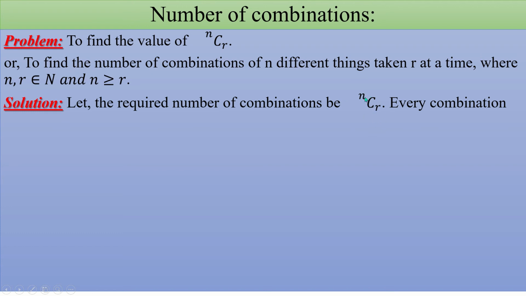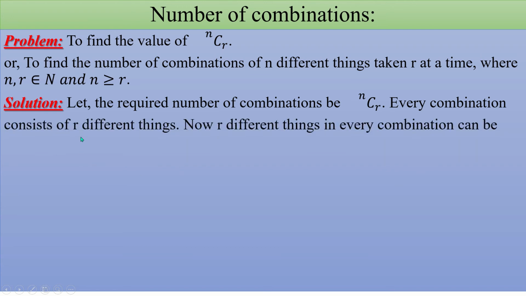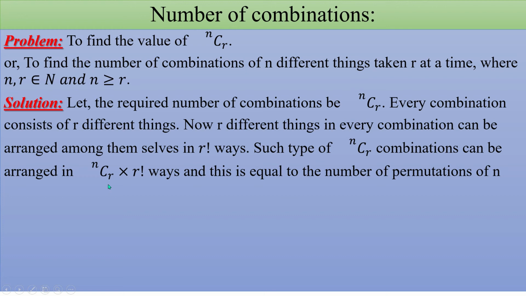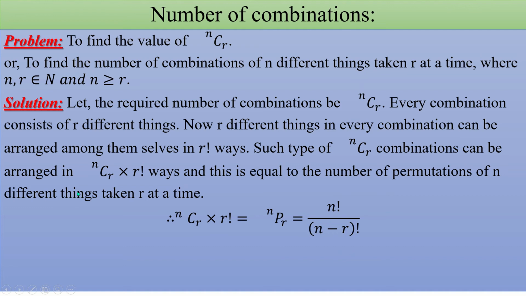At first let every combination consist of r different things. I have mentioned different. Now, r different things in every combination can be arranged among themselves in r factorial ways. Such nCr combinations can be arranged in nCr into r factorial ways. And this is equal to the number of permutations of n different things taken r at a time. That means nCr into r factorial is equal to nPr.